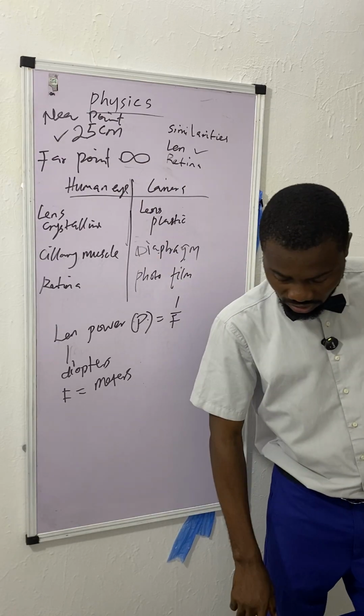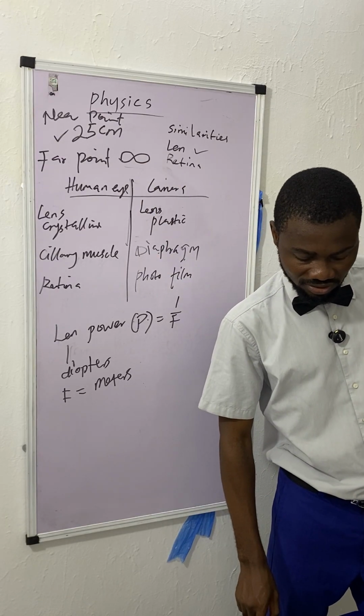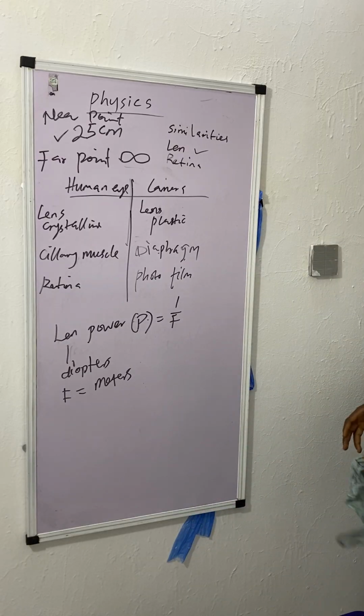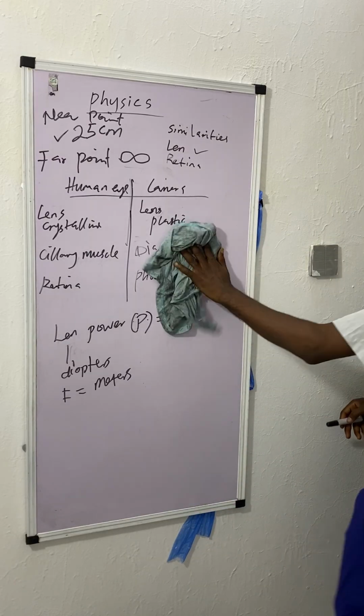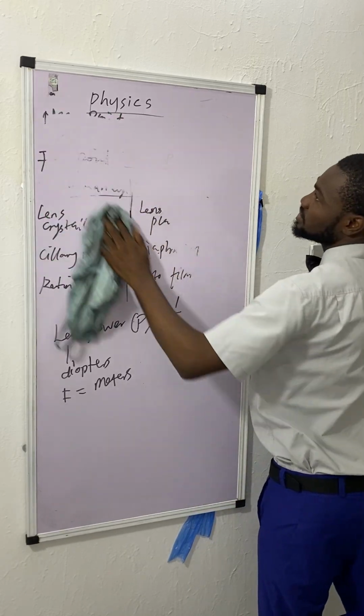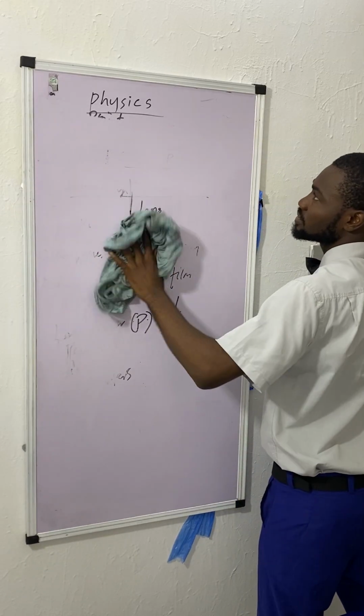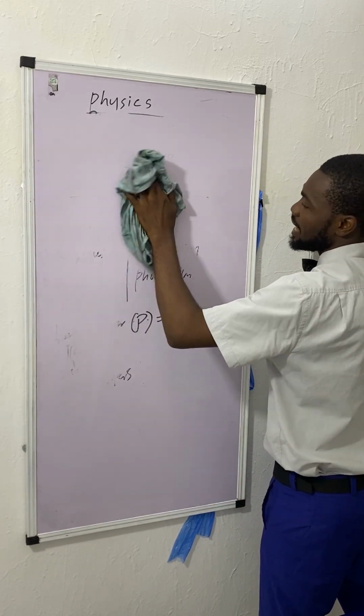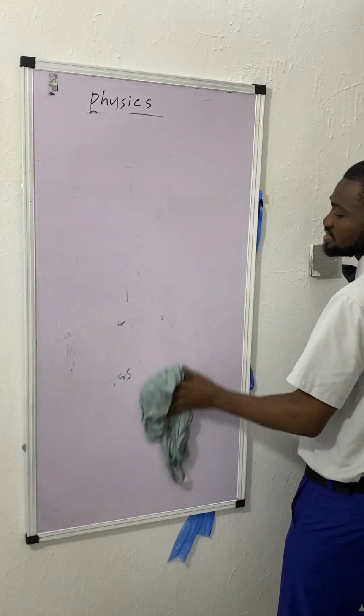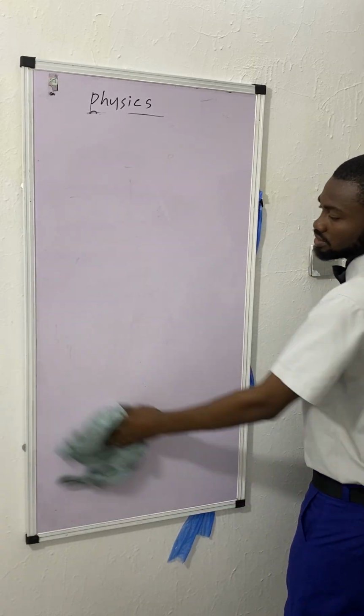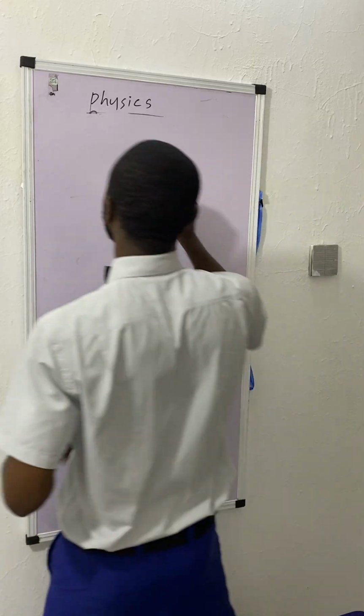This takes us to eye defects, where the far point and the near point have been compromised. Should we say eye defects or lens defects? Let's use lens defects because we are treating physics.